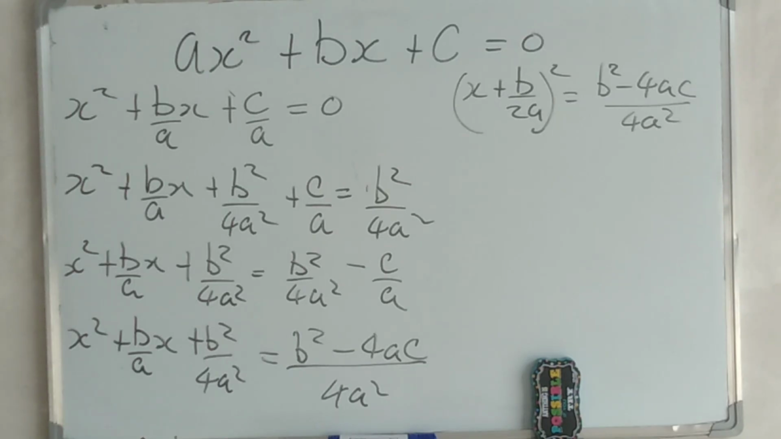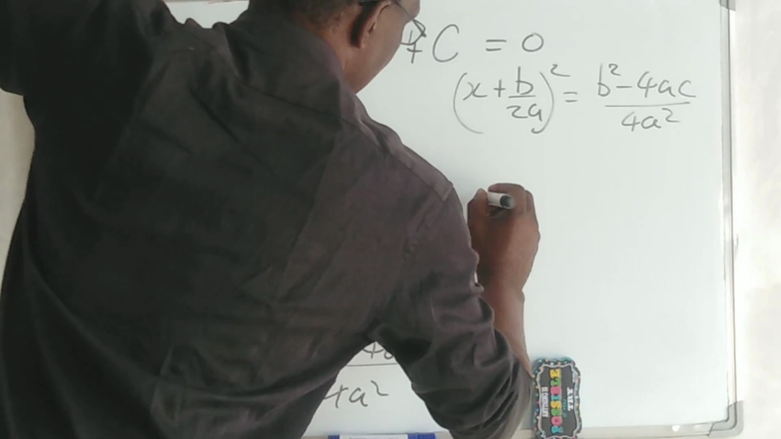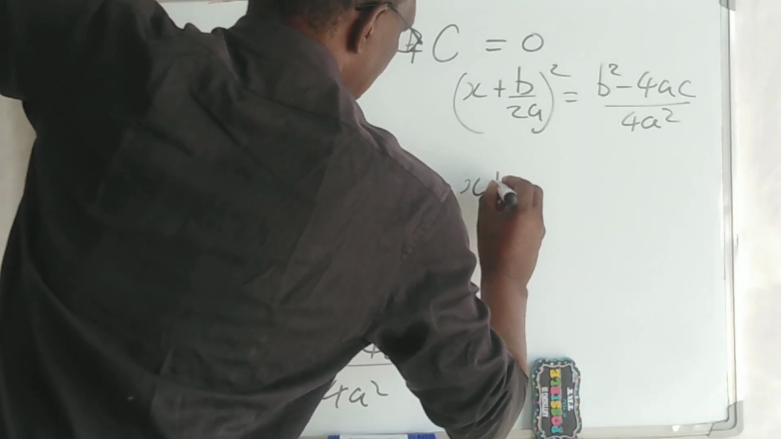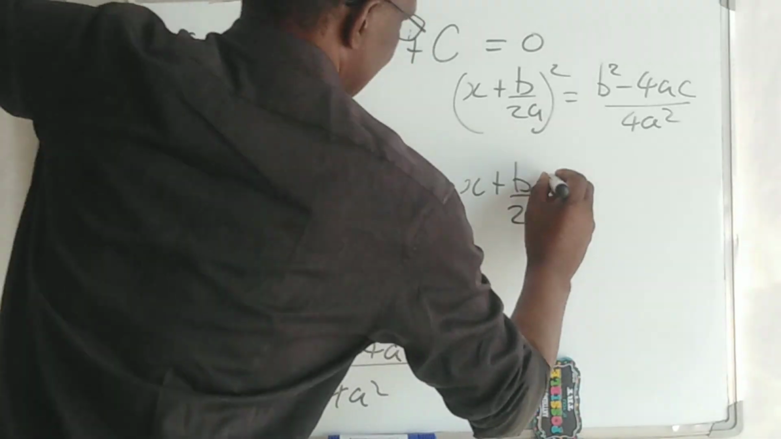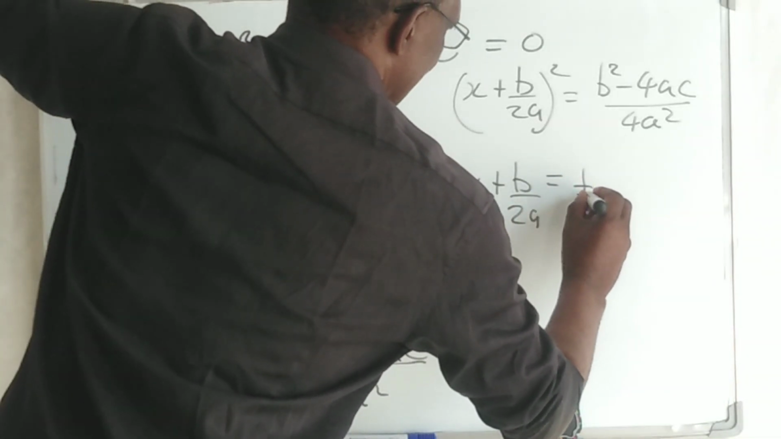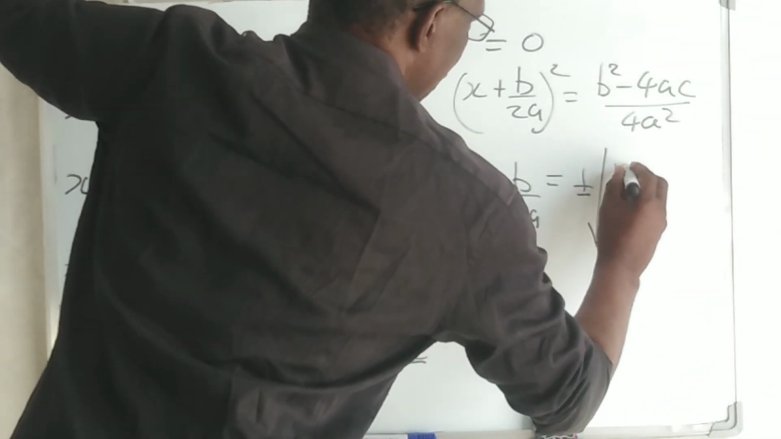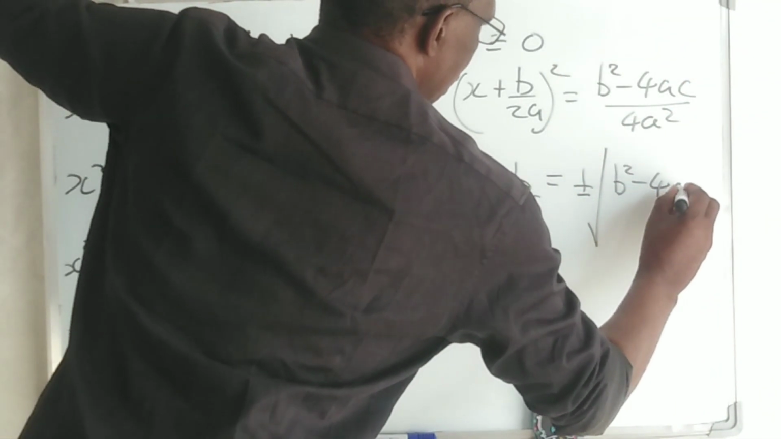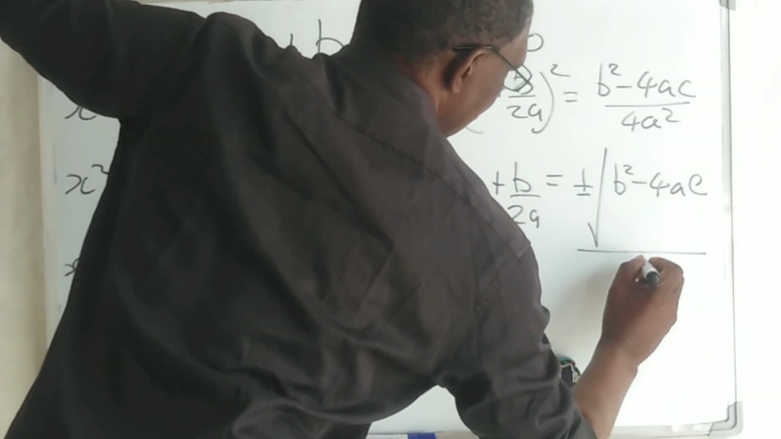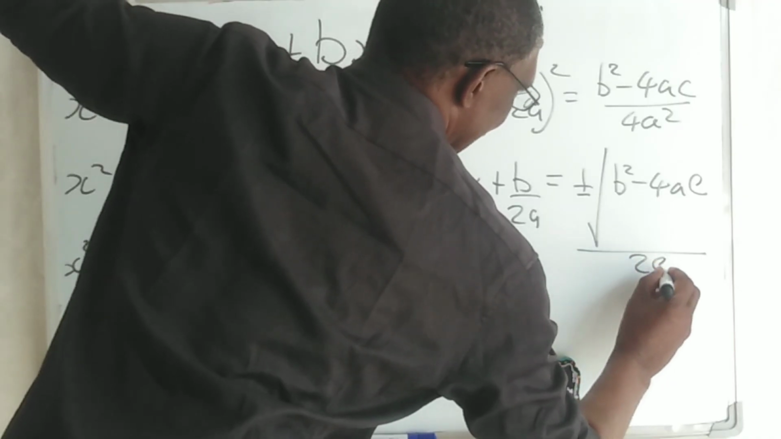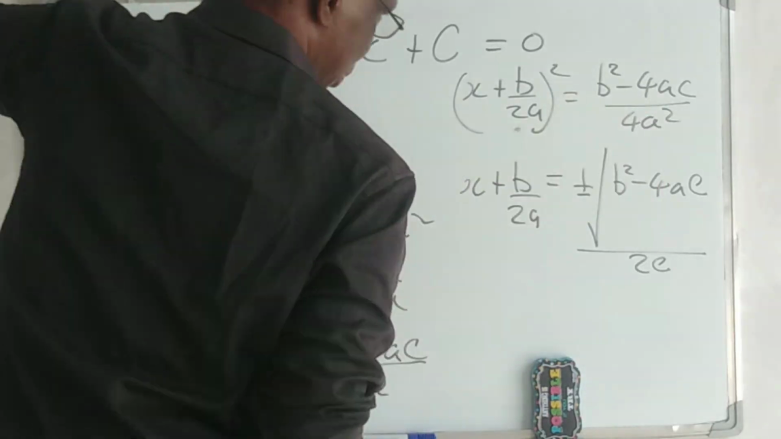Now, let's take the square root on both sides. These two go, we are left on the left hand side with x plus b over 2a is equal to plus or minus the square root of all this here, which is b squared minus 4ac, all this over 2a, because 4a squared, the square root of that is just 2a.